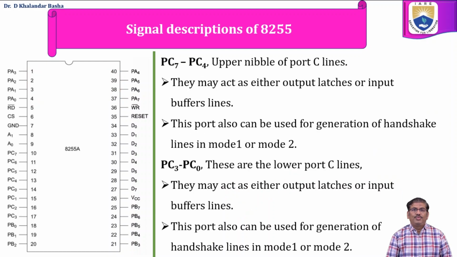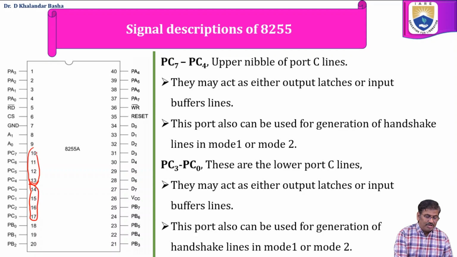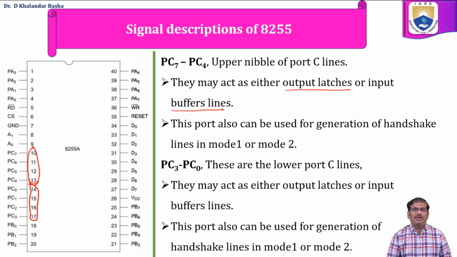Next, port C7 to port C4, these are the pins 10, 11, 12, 13, 14, 15, 16, 17, all corresponding to port A. Now we will see the pins from 10 to 13, which are port C7 to port C4. These are the upper nibble of port C lines. These may act as either output latches or input buffer lines. So this port can be used for generation of handshake signals in mode 0 and mode 2.